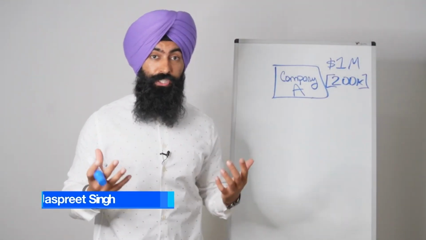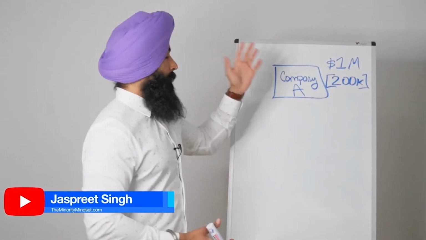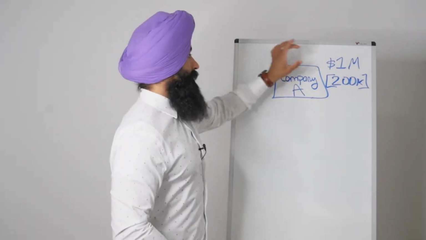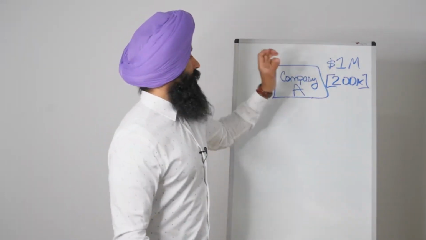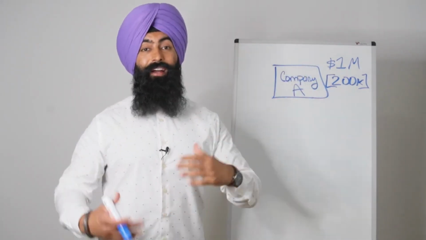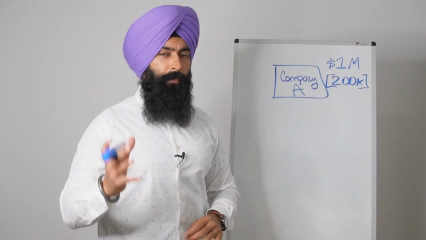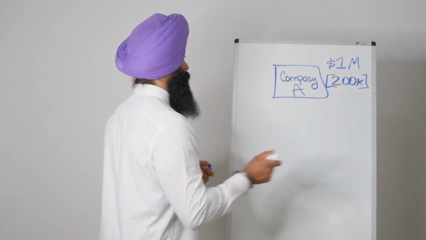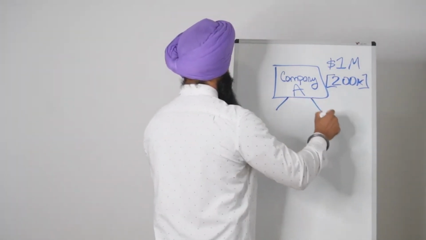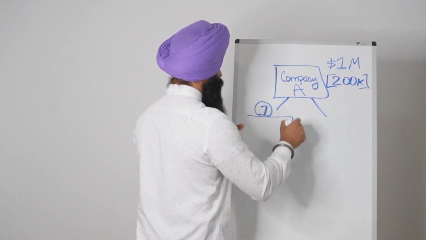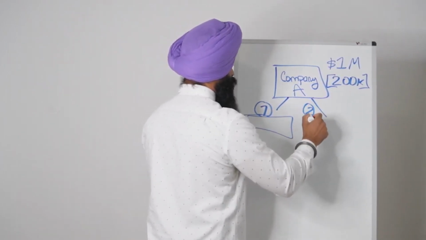Let's assume that you're an investor and you're investing your money into this company A. And company A makes $1 million a year in revenue, and they are left with $200,000 a year after their expenses, meaning they have $200,000 a year in profits. But if you dig a little bit deeper into company A, what you see is that they have two different divisions. They have division 1 right here, and then division 2 right here.